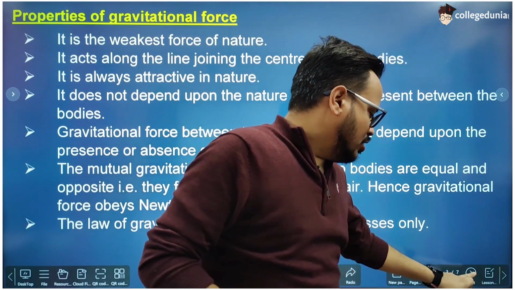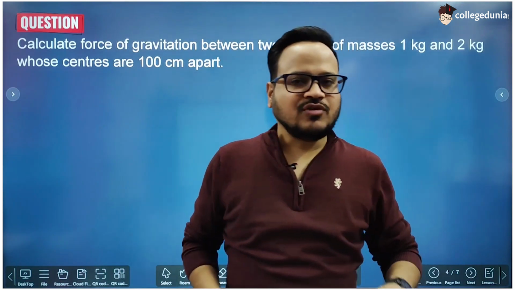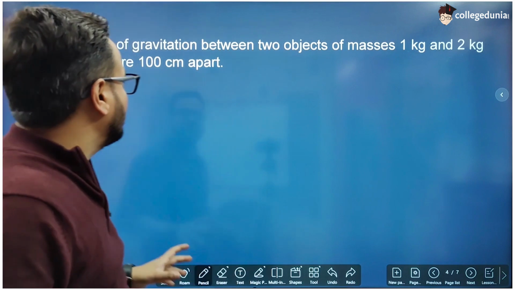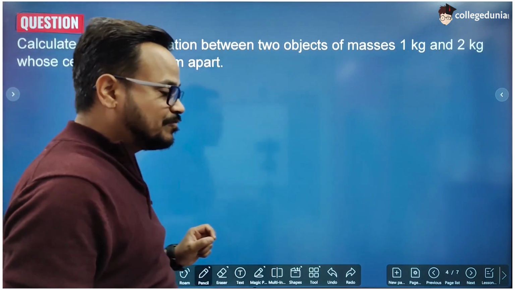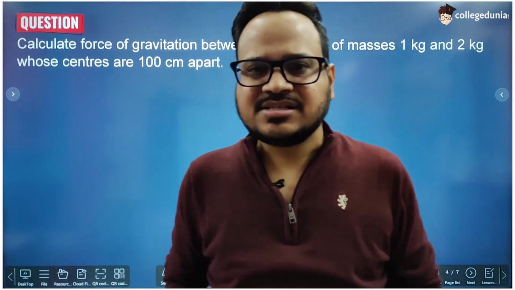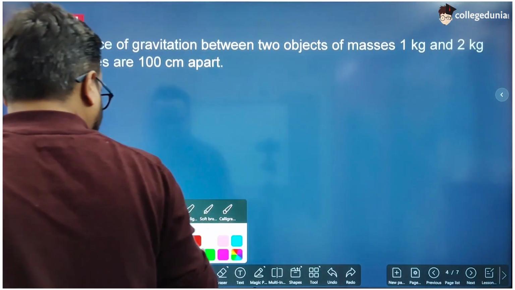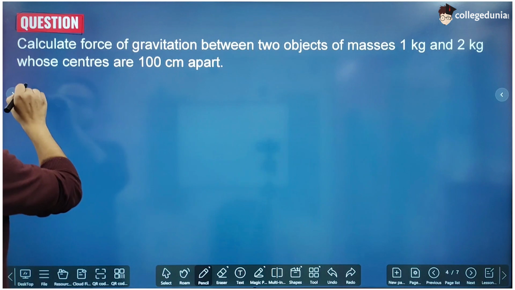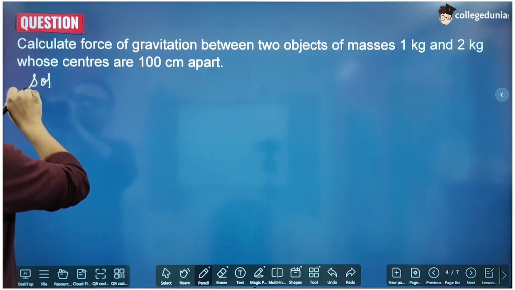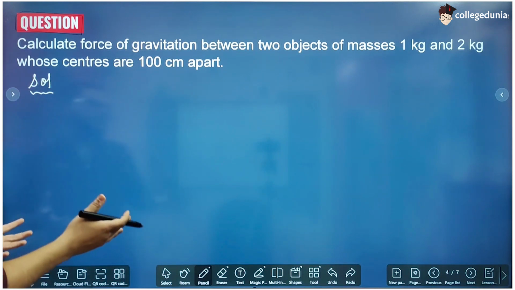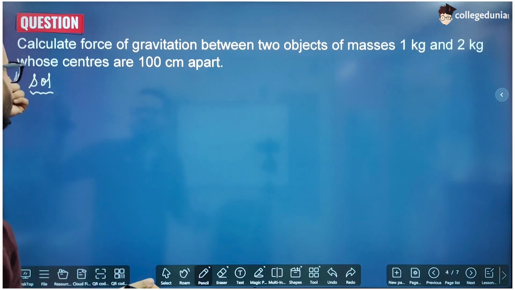Okay, so these were some important properties of gravitational force. Now we are going to discuss some questions which are frequently asked in school exams. So let's start with the first question, which is very easy, just for the warm up, so we get to know how to use this formula, how to do calculations and all those things.